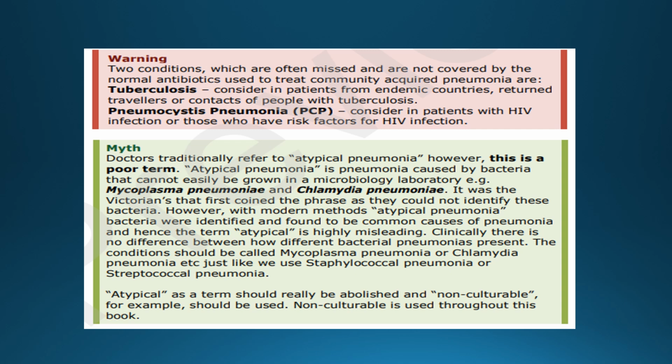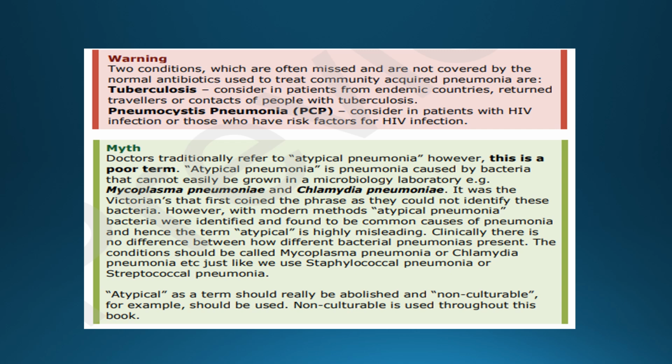What is the myth? Doctors traditionally refer to atypical pneumonia. However, this is a poor term. Atypical pneumonia is a pneumonia caused by bacteria that cannot easily be grown in a microbiology laboratory. Mycoplasma pneumonia and chlamydia pneumonia are the causes. It was first coined by the Victorians as they could not identify these bacteria. However, with modern methods, atypical pathogens were identified and found to be common causes of pneumonia. Hence, atypical is a misnomer.